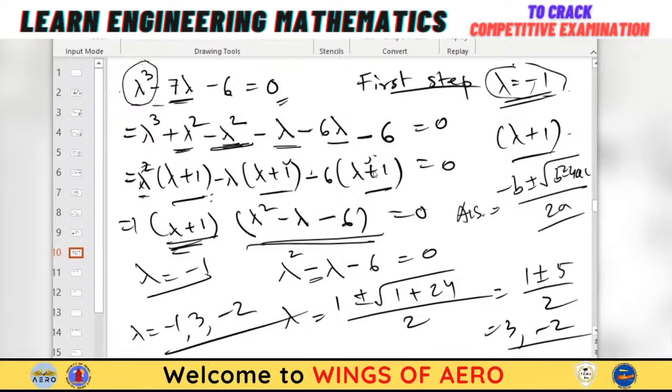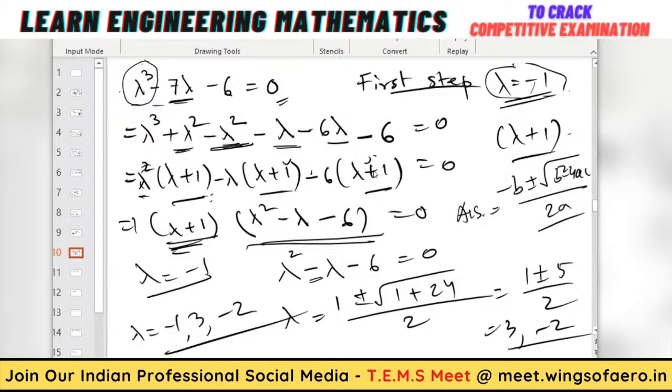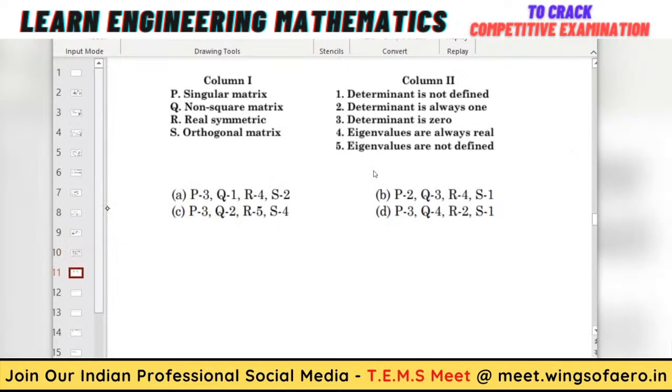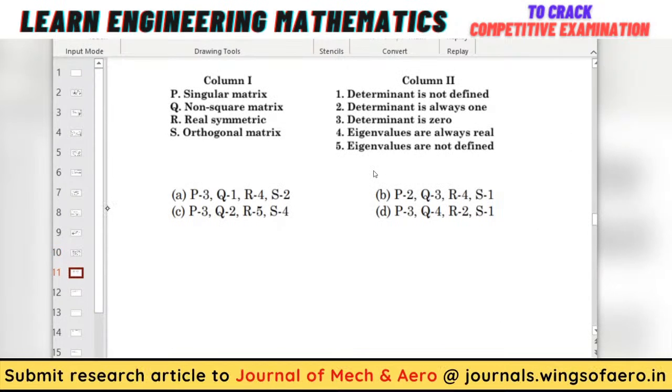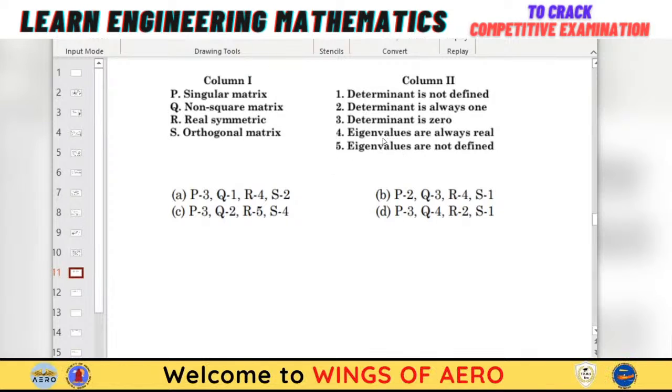Got it? Yes, sir. Everybody? Any doubt? Next. Okay, tell me. Match this one. PQRS and 1, 2, 3, 4, 5. Write it in the chat box.